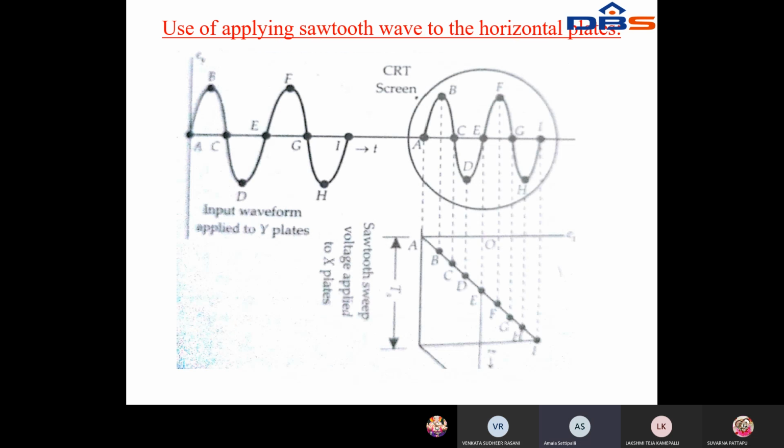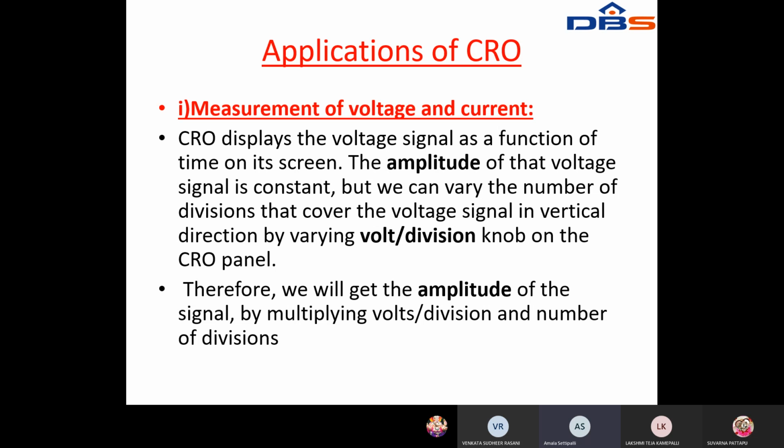See, the use of applying a sawtooth to the horizontal plates. A sawtooth sweep voltage is applied to the horizontal plates like this. Here you can get the output. The input waveform is applied to the Y plates, and this is for the X plates. At that time you get the pattern in this way. This is a very, very important application of CRO.